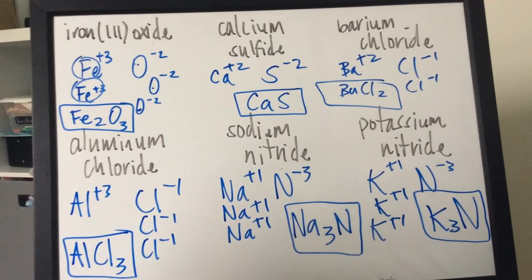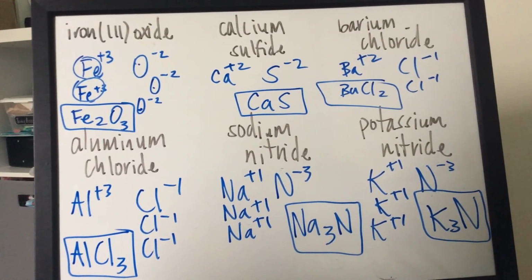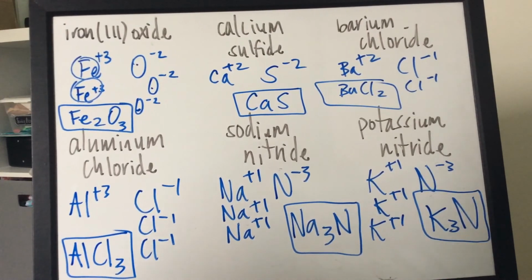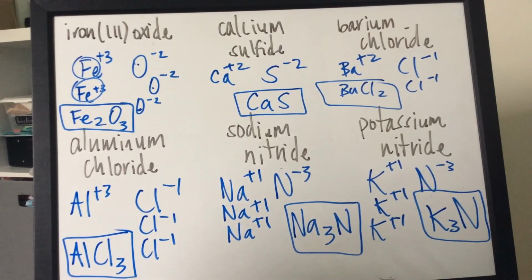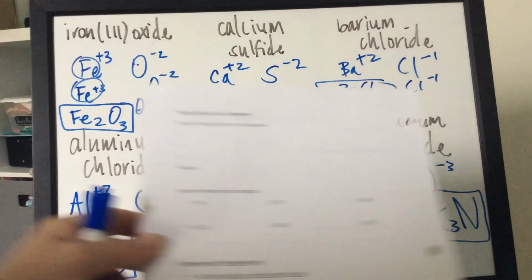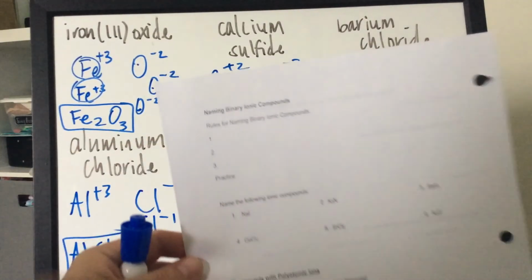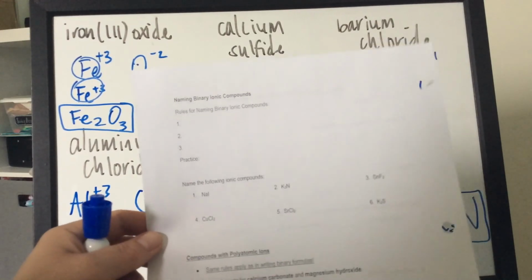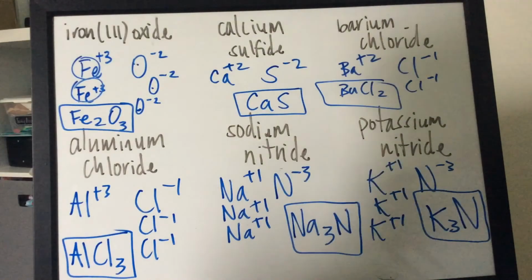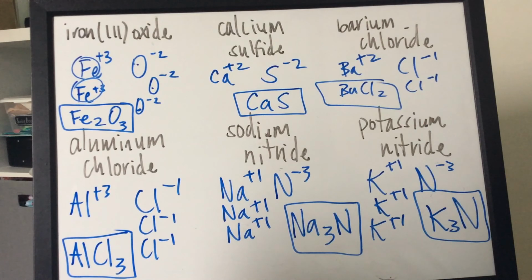Okay, and that is how you write formulas for ionic compounds. Okay, and actually I've now decided that we're going to do the back of this in a different video. This section here, I'll go ahead and stop this video and do it in a second video so that they're just classified based on whether you're naming or writing a formula.